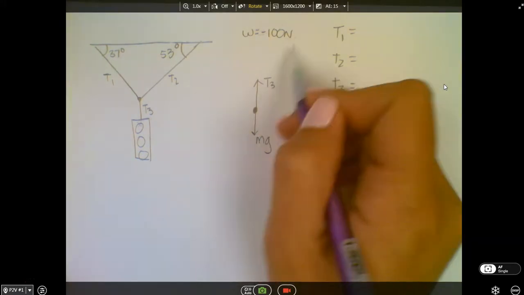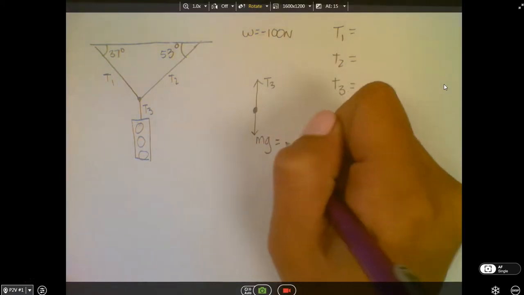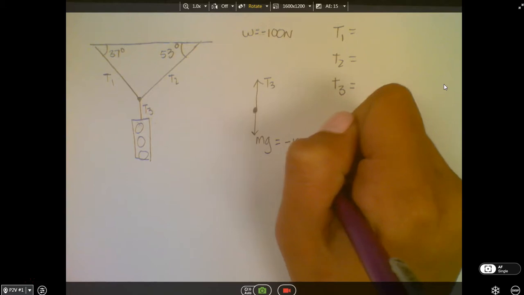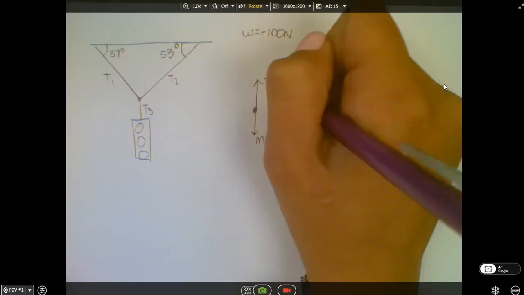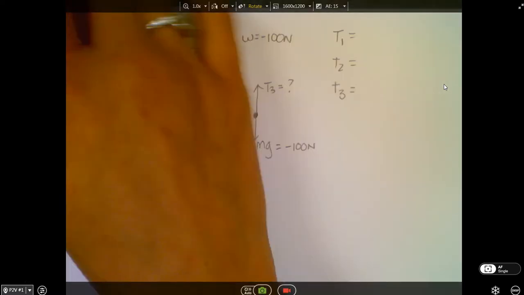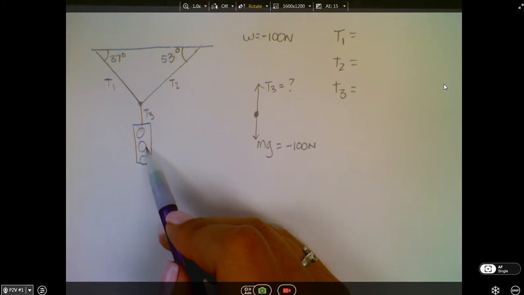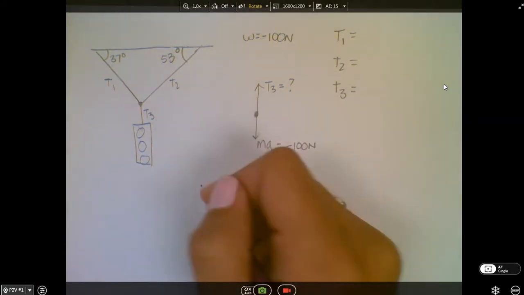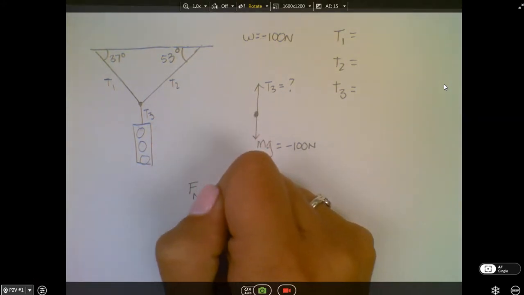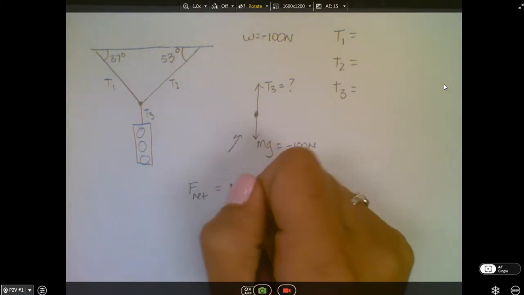So now that I know that the weight is negative 100, I can go ahead and replace that. So this is equal to negative 100 newtons. And I'm looking for this. Now, the key is that our net force has to equal 0 because this thing is not moving. It's not accelerating. So that means that the net force, F net, for this picture must be 0.